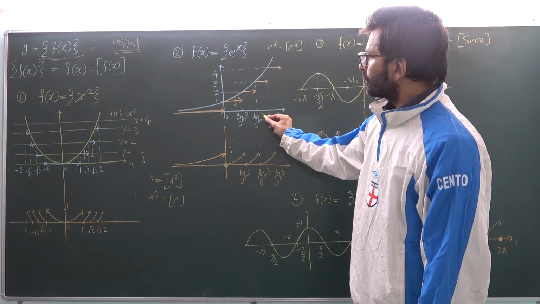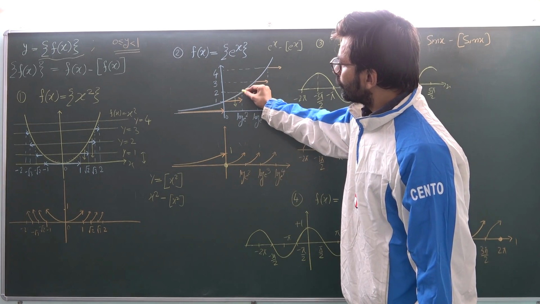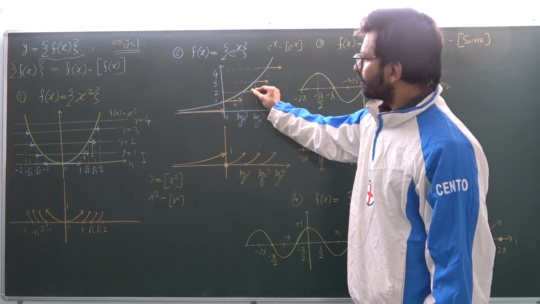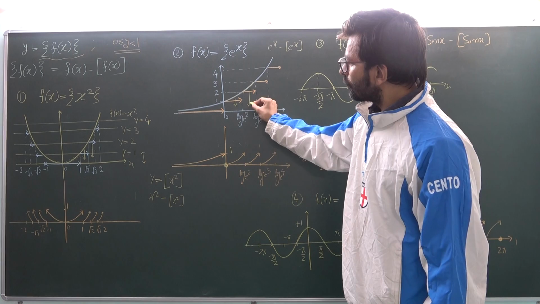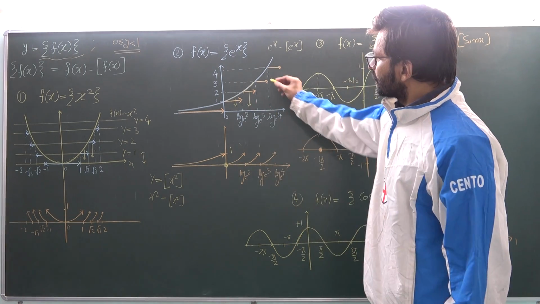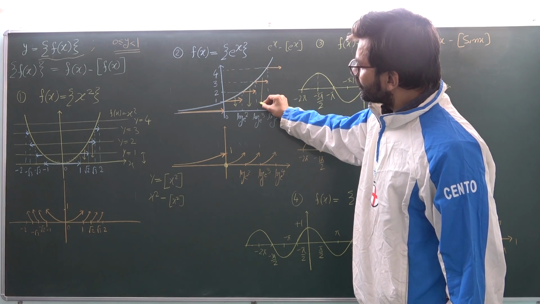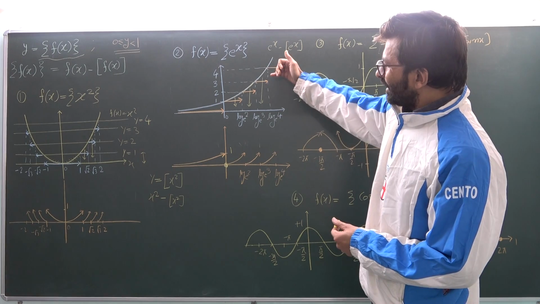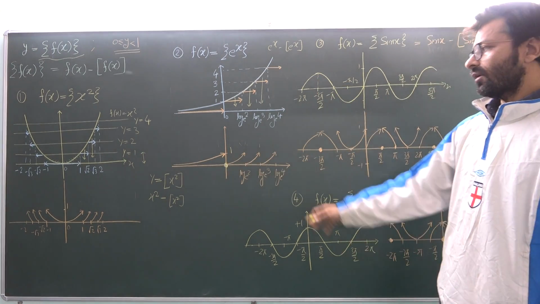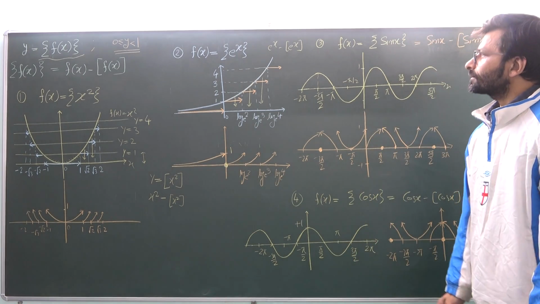Between log 2 to log 3, greatest integer part is 2. We need to subtract 2 from this line, which means graph moves downward by distance 2. Exactly this. Then this part, subtract 3 means bring it down by distance 3. Exactly, this is the situation. Y coordinate again lies between 0 to 1.